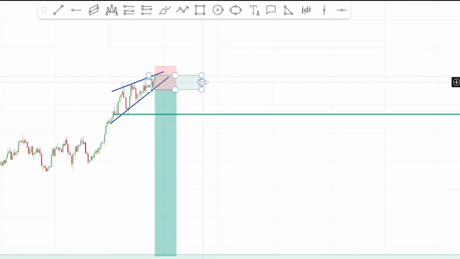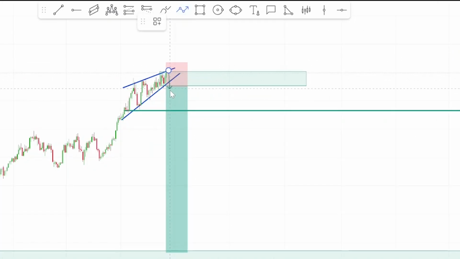Remember, I will also be looking for an entry from this area if we make a high. This is what I'm looking for. If we break below this area, I'm also looking for a lower high to enter from this area to continue with the lower low.